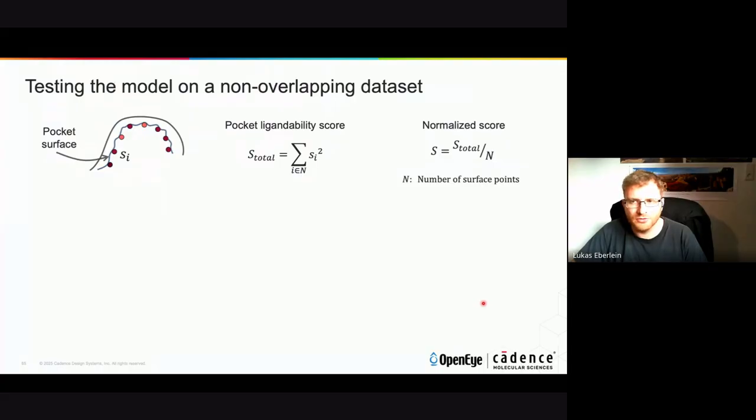This is how the model looks. We have a set of surface points similar to P2Rank, where every surface point has its little bit of pocket score, and we take the sum of the squares of these points and call this our total score. Then we normalize it by the number of surface points so that we can compare pockets of different sizes. We don't want the score to grow just because the size of the pocket grows. Rather, we want to define what is a ligandable pocket regardless of the pocket's size.